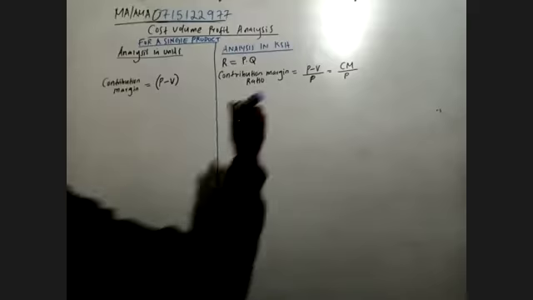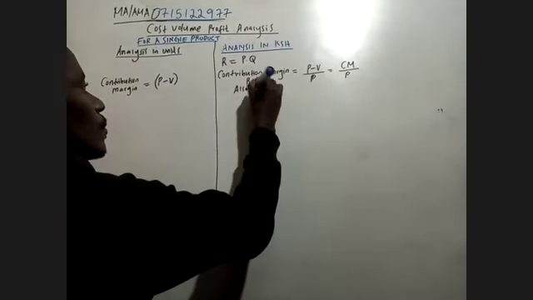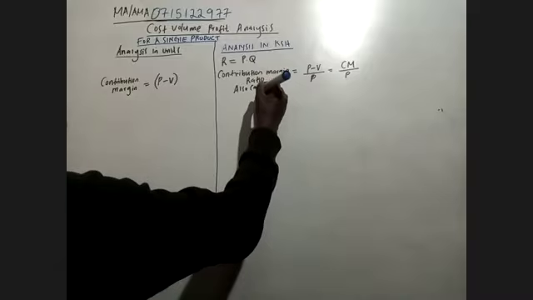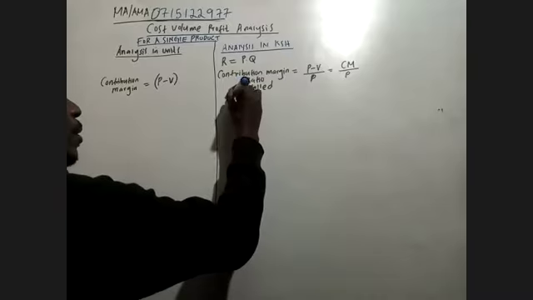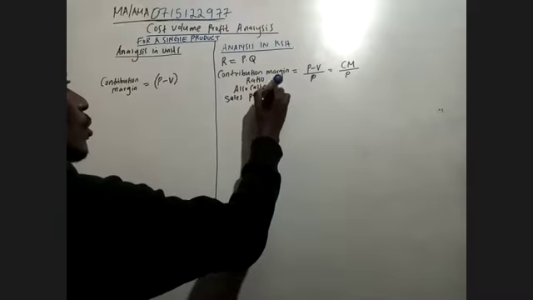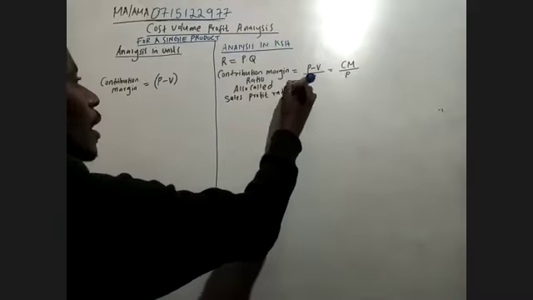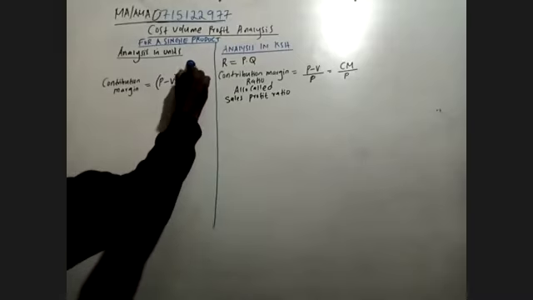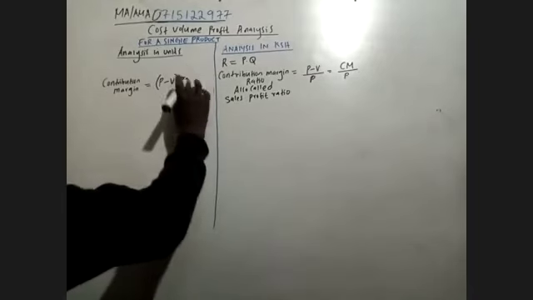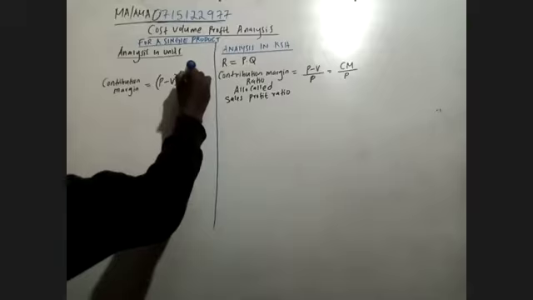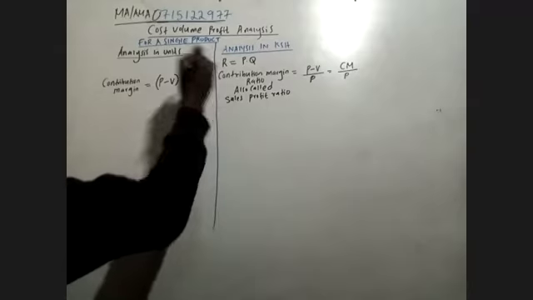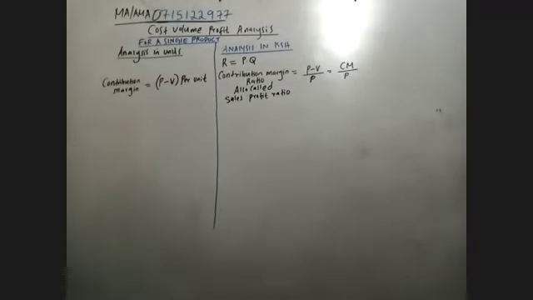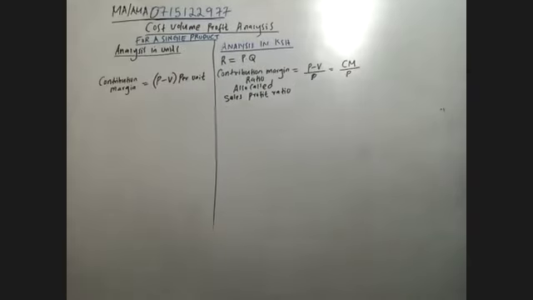Sometimes it's also called sales profit ratio. Okay. Now remember it's per unit. Remember it is per unit.